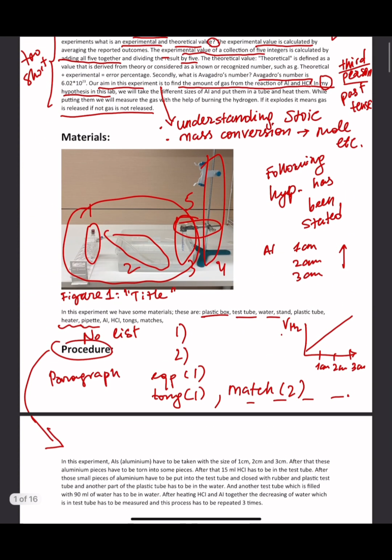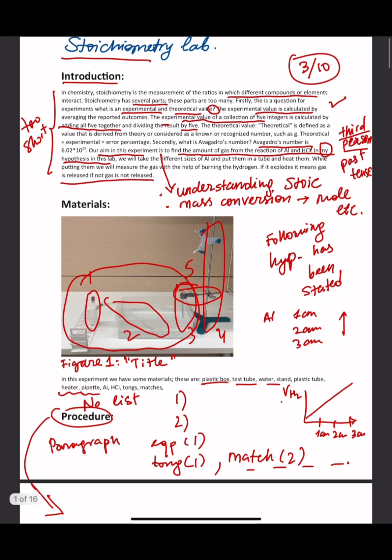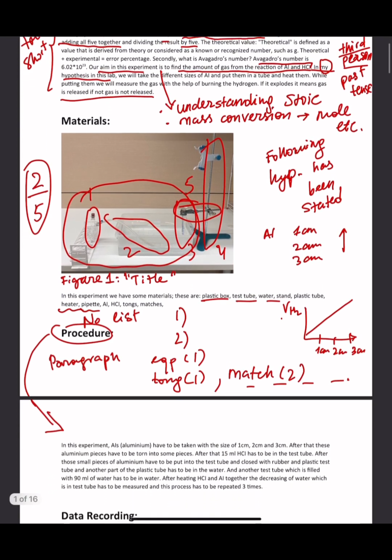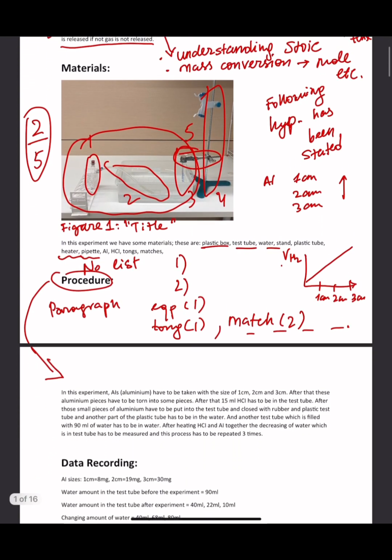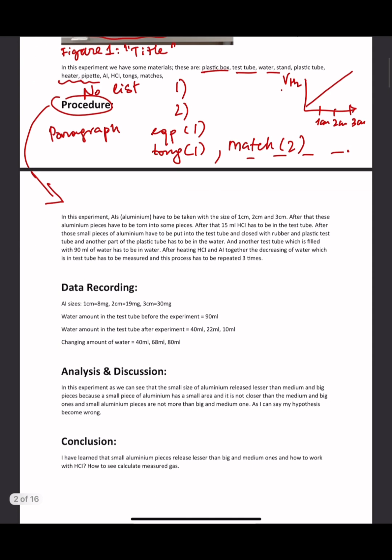So for materials, I'm going to give this person 2 out of 5. To be honest, I would give even less, but they didn't even capture all of the materials. Now procedure.